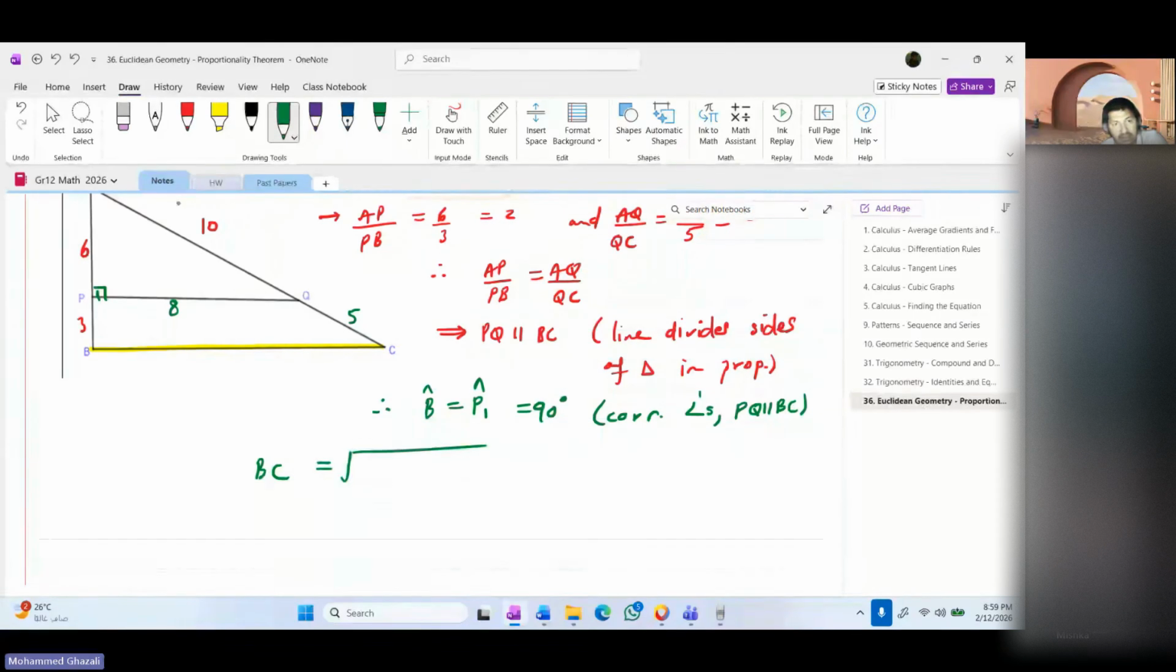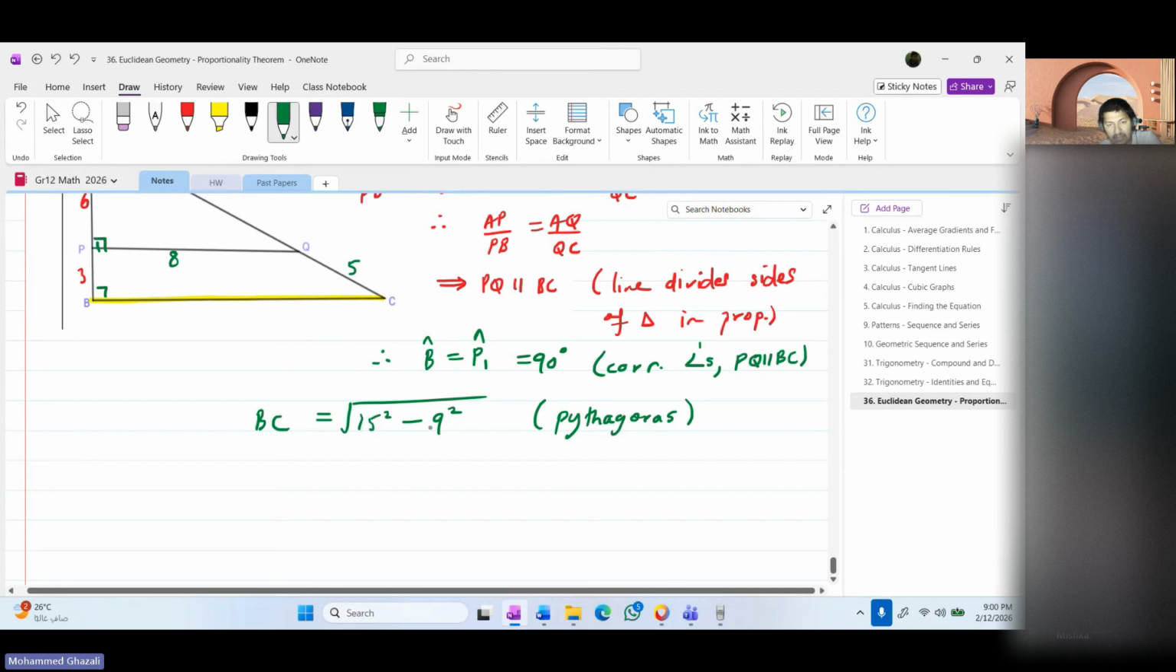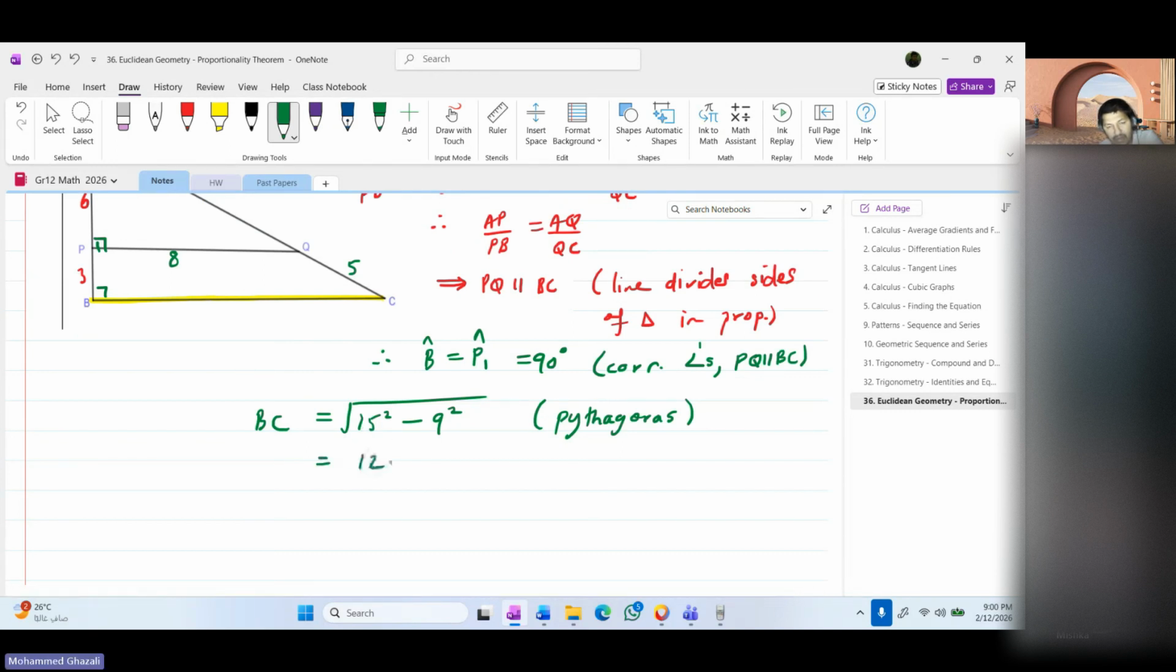BC is equal to the square root of 15 squared, the entire big triangle, minus 9 squared, the other side, which is Pythagoras. Right, that's 90 now. If you remember Pythagorean triples, 3, 4, 5, 6, 8, 10, 9, 12, 15, multiplied by 3. Either way, 15 squared is 225 minus 81 is 144. You should get 12 centimeters. So the length of BC is 12.